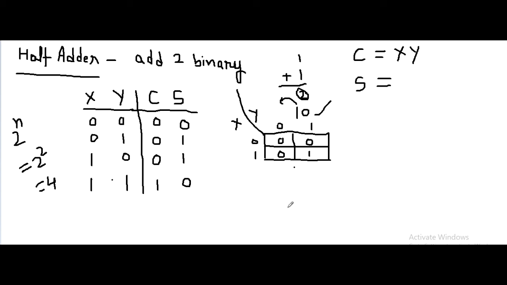And for S, we have to draw a Karnaugh map, and it will also be a 4 cell K map, because we have only two variables x and y, as we know. So let's draw another K map for this sum. For x and y, again we have 0 and 1 for x, and 0 and 1 for y here.